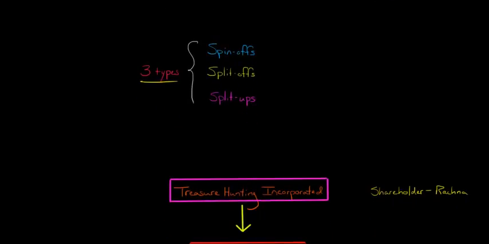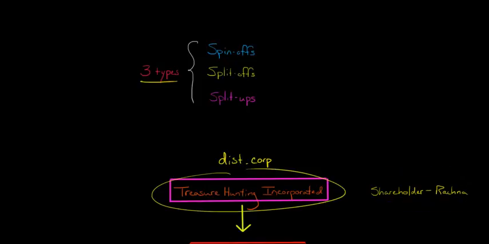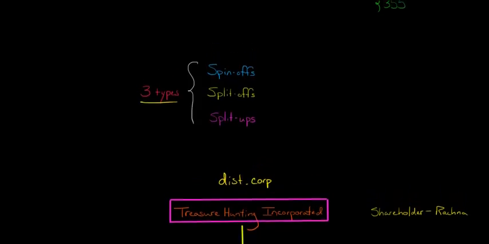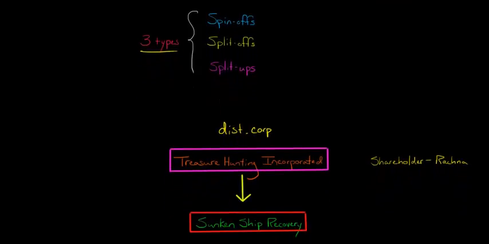So let's say that we have a corporation called Treasure Hunting Incorporated. This is going to be our distributing corporation, so I'll just abbreviate that DIST Corp. They have a shareholder named Rachna. Let's say that Rachna owns all the shares of Treasure Hunting Incorporated, and Treasure Hunting Incorporated decides that they want to do a spin-off. So what they're going to do is transfer assets of Treasure Hunting Incorporated to a subsidiary, otherwise known as a controlled corporation.